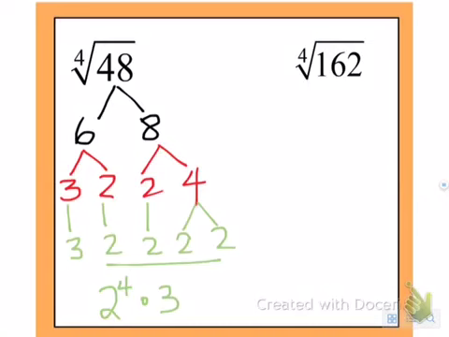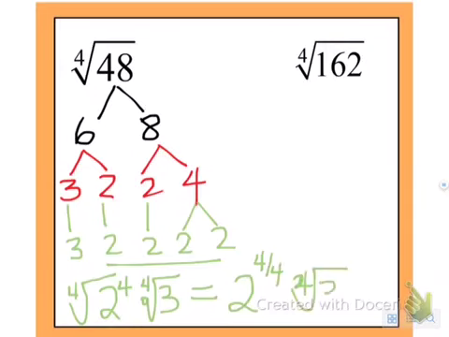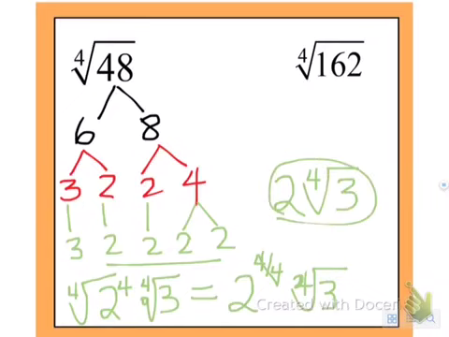And remember, I'm taking the 4th root of this, so I'll add my radical. 4th root of 2 to the 4th. And the 4th root of 3. Now I can write that in rational exponent form. So 2 to the 4 over 4. And no sense in writing the other one, so I'll just write 4th root of 3. Those 4's cancel, so my answer would be 2 times the 4th root of 3.